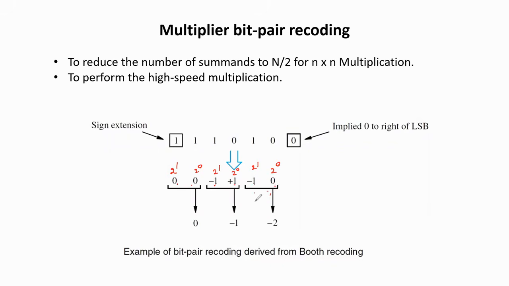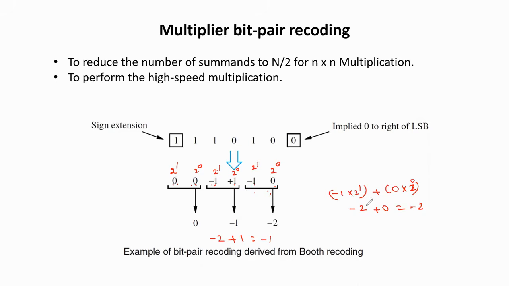For the first group it is minus 1 into 2 power 1 plus 0 into 2 power 0, which is minus 2 plus 0, so its value is minus 2. Similarly for the second group, minus 1 into 2 is minus 2, plus 1 into 2 power 0 means 1, so its value is minus 1. Similarly for the third group, both are 0, so the product is 0 and the final sum is also 0. These are the bit-pair recoded values for the given multiplier bits. So this is the way of writing with the help of the first method.